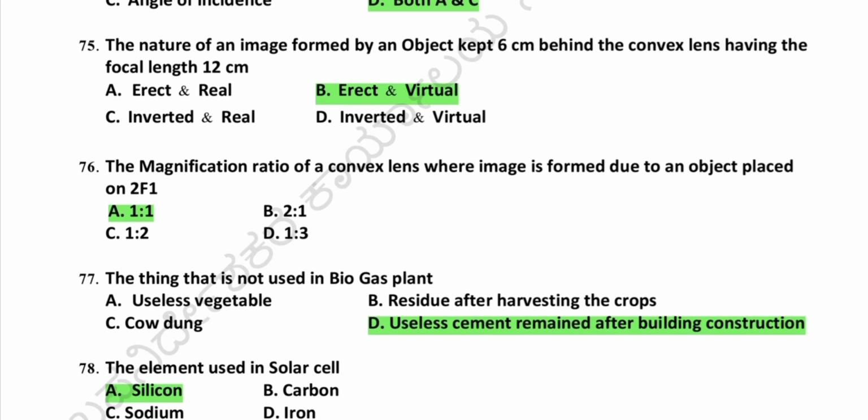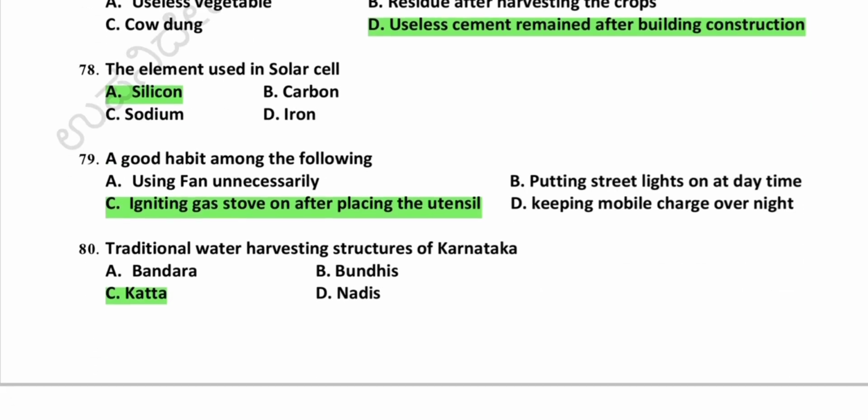The factors on which the Snell's law depends is angle of incidence and angle of refraction, that is sin I divided by sin R. The nature of an image formed by an object kept 6 cm behind the convex lens having the focal length 12 cm is, by using the lens formula we get image distance as 4 cm. That means the nature of image is erect and virtual. Therefore, the correct answer is option B.